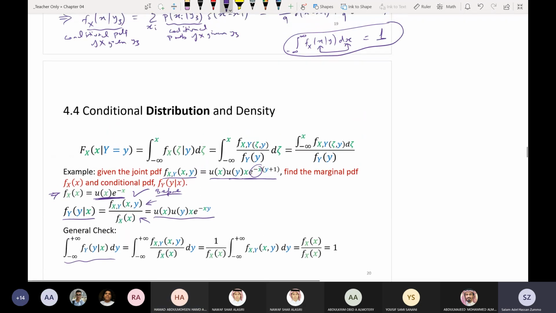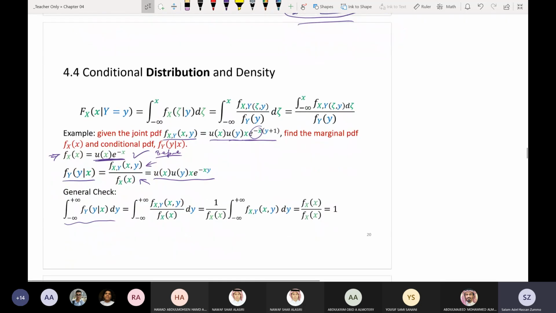And I just mentioned this here. Why is this so? If I take the area under the curve of f_Y|X(y|x) dy, what does that mean? This is a function of y and I'm summing over all the values of y. Not x, guys. x here is kept constant. So this is a function of y. It's a PDF of y given x. So I sum over all the values of y.